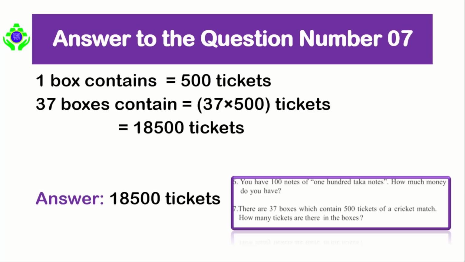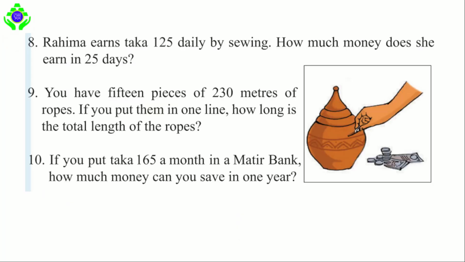Now we should try to solve question number 8. So what's question number 8? Here's the question. Rohima earns taka 125 daily by sewing. How much money does she earn in 25 days? You need to notice that it's mentioned that she earns 125 taka daily. That means each day she earns 125. So for 25 days, how much taka will she get? That's the question.